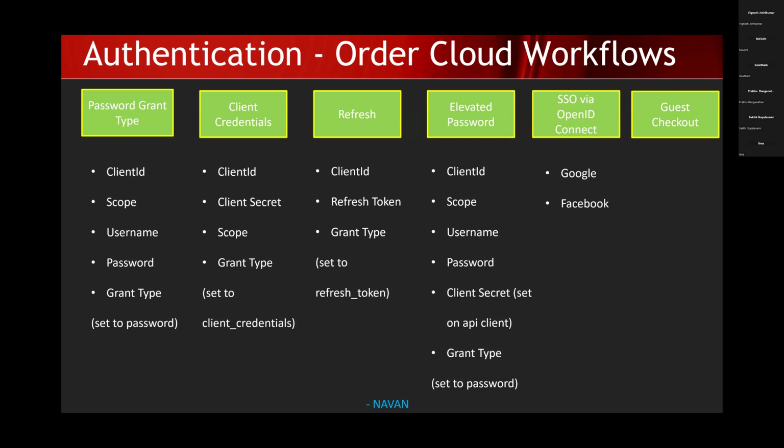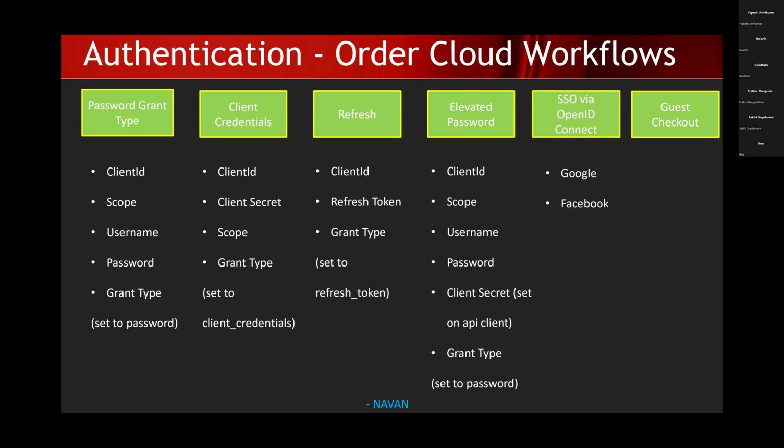We are talking about authentication early on, which is very important. There are different types of workflows. There are 6 workflows. One of them is called password grant type. Next is client credentials, refresh workflow, elevated password workflow, SSO via OpenID Connect workflow, then the guest checkout workflow. The guest checkout workflow is anonymous, so you don't need a user ID or password. You could have questions which say there is a client ID, scope, username, password, and a grant type set to password. What type of workflow is it? So just be thorough with this. What is part of which workflow? That will be useful.